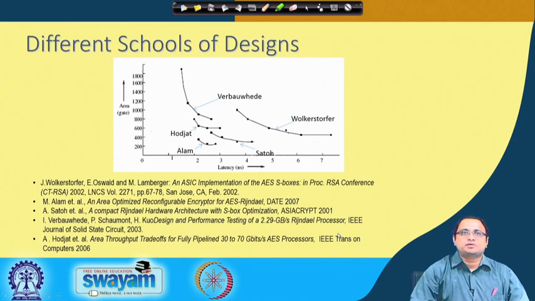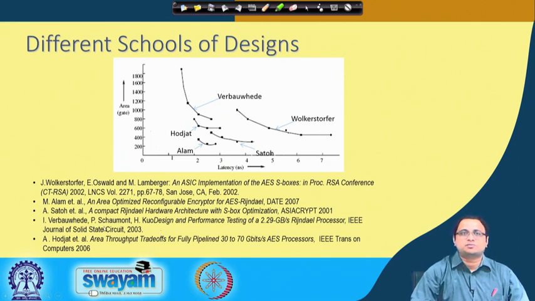So, there are different schools of design, and here is a quick snapshot on the objectives. Some people have worked for latency, some people have worked for area. So, you would probably try to place your design at different points in this spectrum depending upon your application.